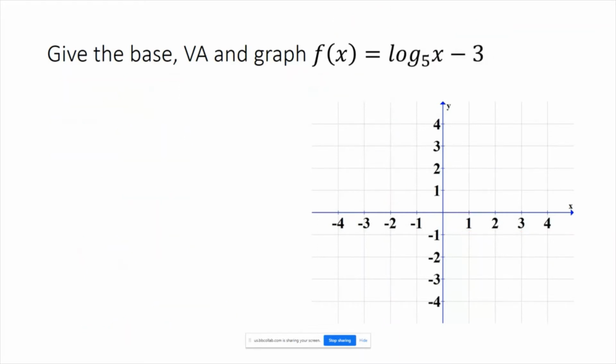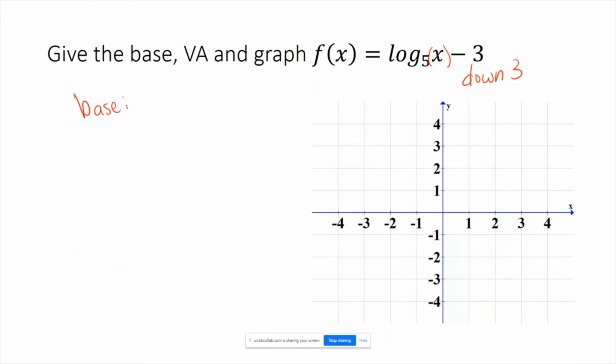Okay, last example, give the base, vertical asymptote, and graph for f of x equals log base 5 of x minus 3. Whenever you see an equation without parentheses, you assume that the parentheses are only on the x. If we're going to include the minus 3, then you would have to have parentheses. So if there are not parentheses, only the x is in parentheses. The minus 3 is a k value telling me to move my graph down 3, not an h value.